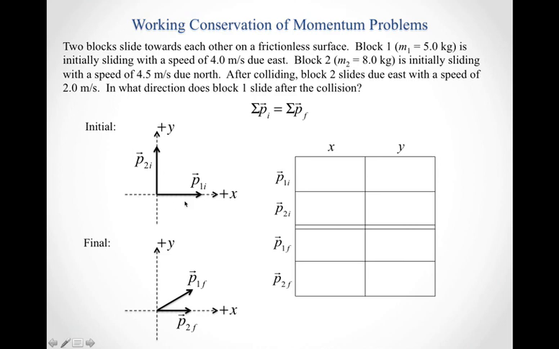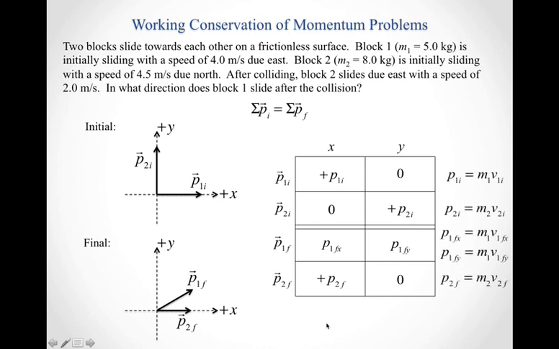So the momentum for block 1 points entirely in positive x, the momentum for block 2 points entirely in positive y, the momentum for block 2 final points entirely in positive x, and I don't know the direction or the magnitude of the momentum of block 1 after the collision, so again I'm just going to choose to leave it in terms of components.